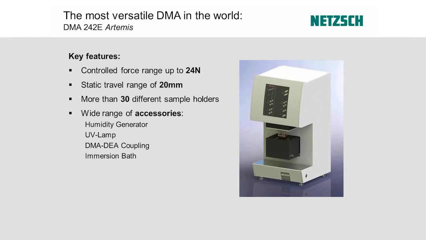There's a humidity generator that can be ordered with it in order to control the humidity, which is a crucial thing if you have a strong water uptake of your sample. You can have a UV lamp with it to look at UV curing or UV post-curing, and DMA-DEA coupling. DEA refers to dielectric analysis. That shows you, so you can look at both mechanical and dielectrical curing in one and the same experiment. With this, I would still refer to the DEA webinar again. That will come up in about a month, so please sign up for that.